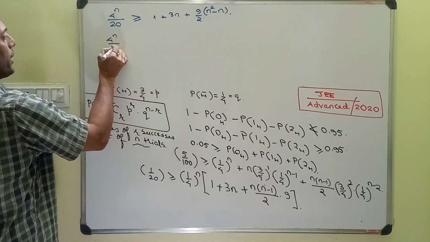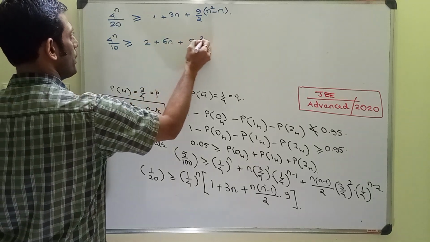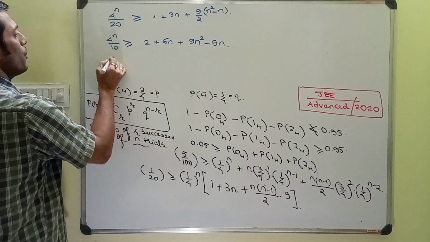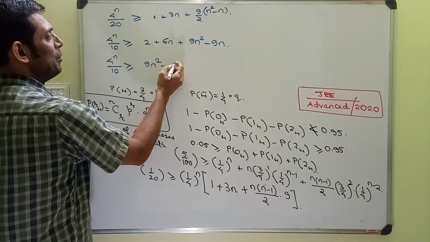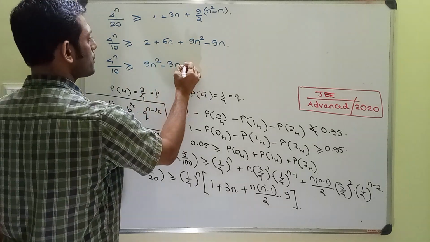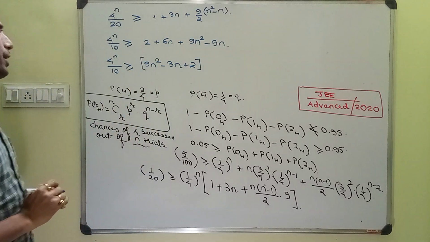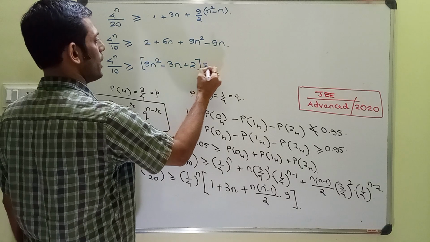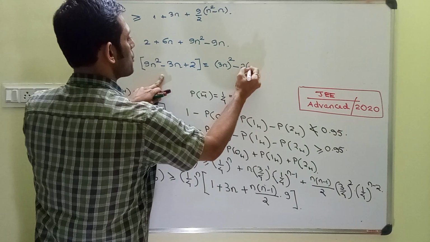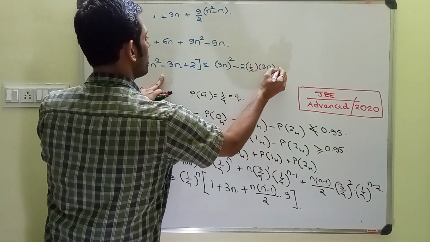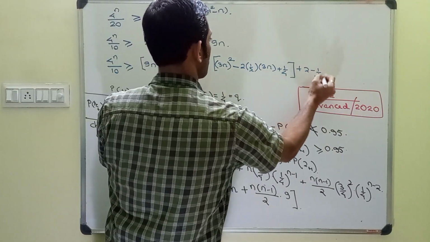So 4 power n by 10 should be greater than or equal to 2 plus 6n plus 9n square minus 9n. Therefore 4 power n by 10 should be greater than or equal to 9n square minus 3n plus 2. This quadratic can be converted into a perfect square plus constant. This is equivalent to 3n whole square minus 2 times half into 3n plus 1 by 4, plus 2 minus 1 by 4.